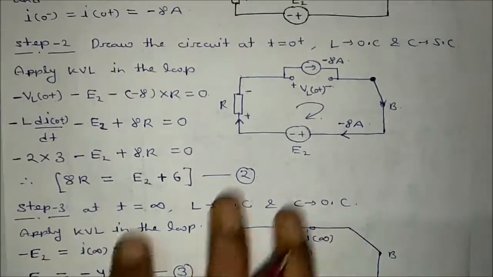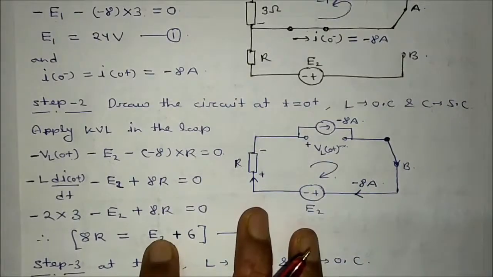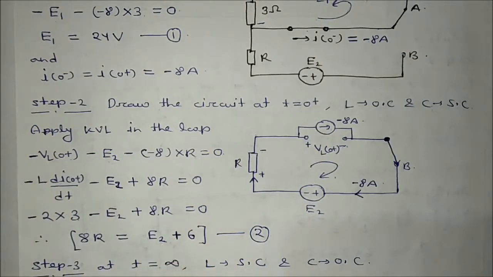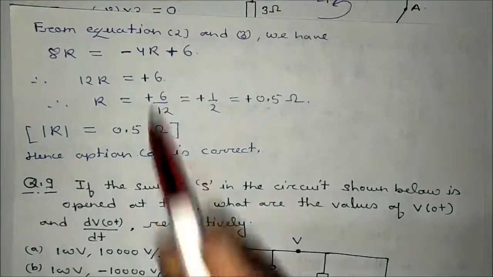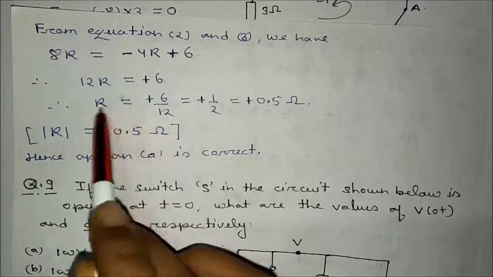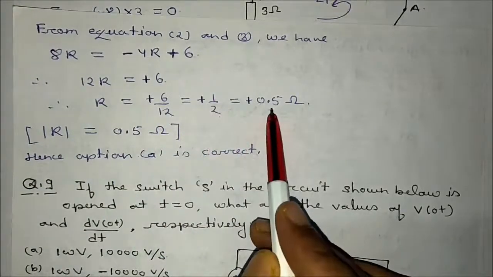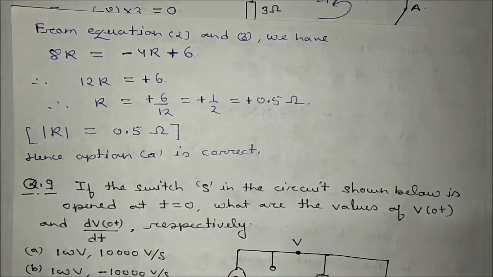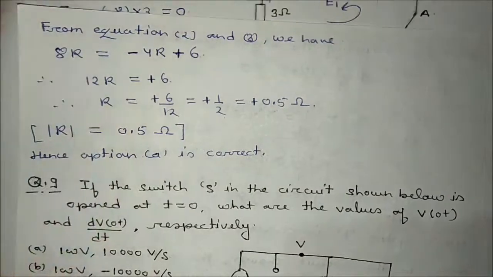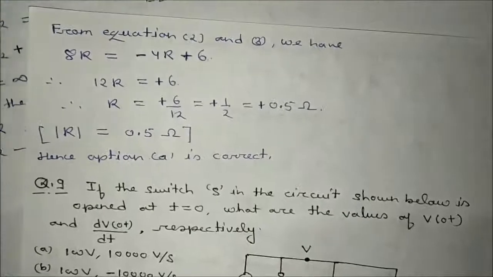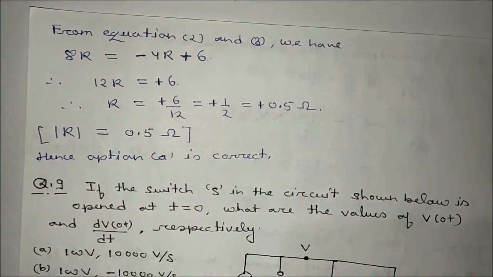Now put this E2 value here, and you will get 8R equals minus 4R plus 6. Minus 4R comes to this side, so 8R plus 4R is equal to 12R. 12R is equal to 6, so R is equal to 6 by 12, that is 1 by 2. Is it okay? You can see what I have done. R is equal to 6 by 12, that is 1 by 2, which is 0.5 ohm. So the resistance value is 0.5 ohm. Hence option A is correct.